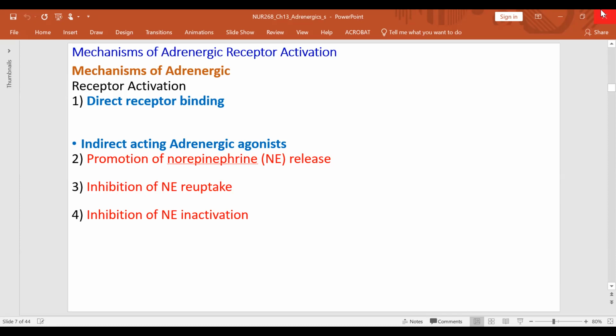The indirect acting of these adrenergic drugs or agonists will be either by promoting the norepi release, like the amphetamines and ephedrine, which work exactly within this mechanism. It promotes the norepinephrine release, the amphetamines, for example. Another is inhibition of norepinephrine reuptake, preventing that norepi from being reuptaken into the presynaptic nerve, like cocaine and TCAs, which are tricyclic antidepressant medications. They inhibit the norepinephrine reuptake.